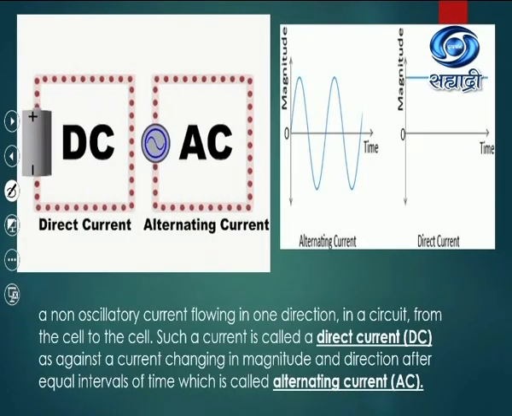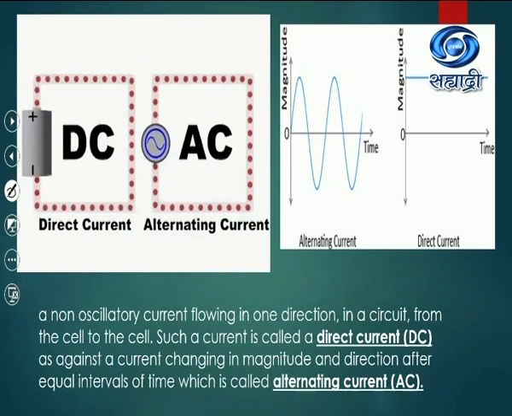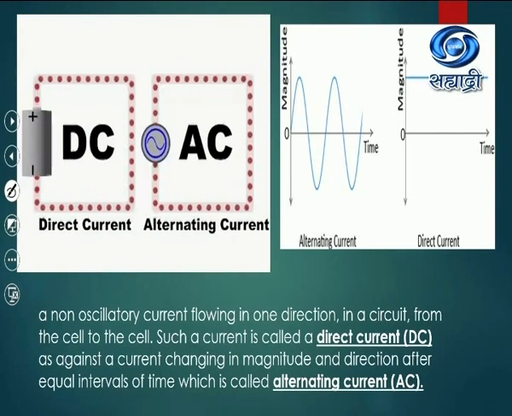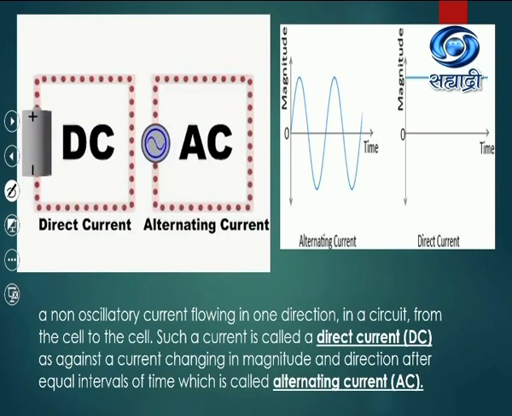Now let us discuss DC and AC, that is, direct current and alternating current. A non-oscillatory current flowing in one direction in a circuit from the cell to the cell is called a direct current, DC. As against that, a current changing in magnitude and direction after equal intervals of time is called alternating current.